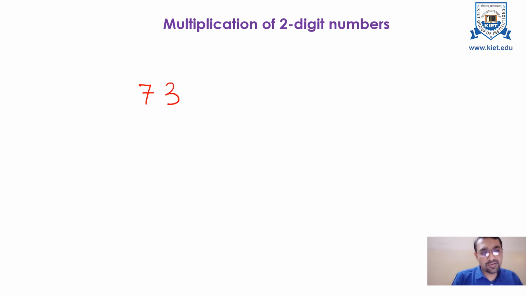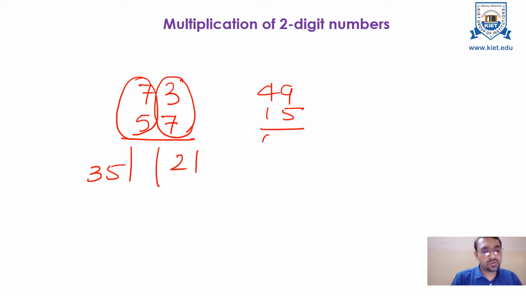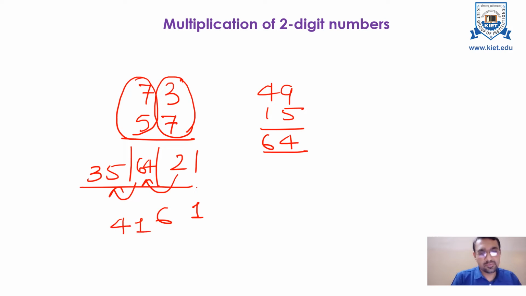Let's say you have to multiply 73 with 57. First multiply the rightmost digits 7 into 3, 21. Multiply the leftmost digits 7 into 5, 35. Then multiply the diagonal digits: 7 into 7, 49 and 5 3s are 15. So you will get 64. Now fill 1, 2 as carry, 64 plus 2, 66, 35 plus 6, 41. So 4161 will be your answer.